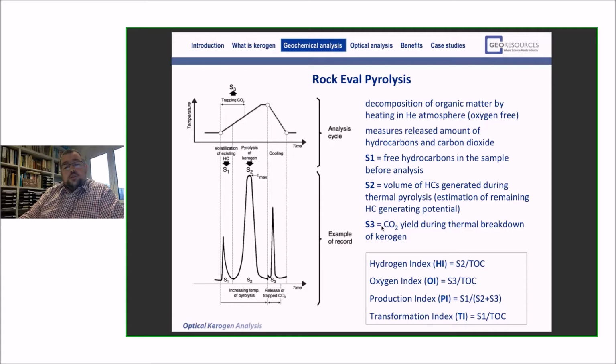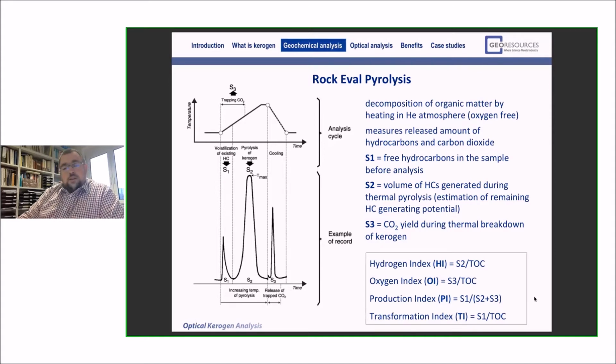And then we have the S3, which is the CO2 that gets developed during the thermal breakdown of the kerogen. And from these 3 peaks, we calculate or recalculate different parameters, like the hydrogen index, giving the relative indirect amount of hydrogen, the oxygen index for the oxygen, the production index, which gives us a level of how much is already produced, or has production started or not, and the transformation ratio, which tells us something about the amount of hydrocarbons from the total amount that are already produced in the current rocks.